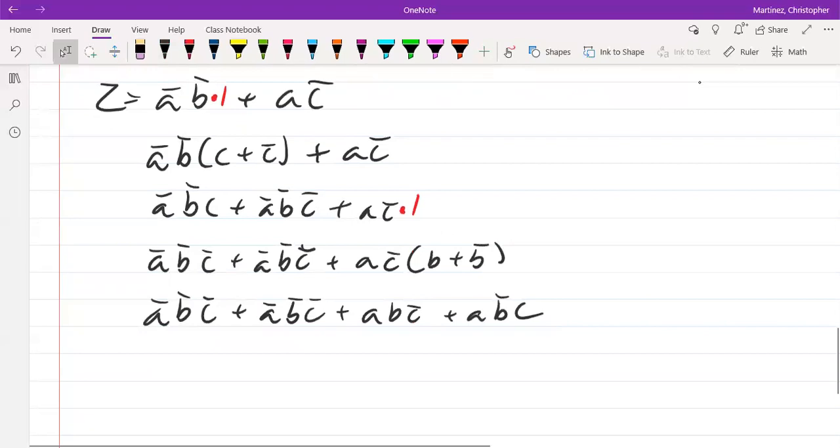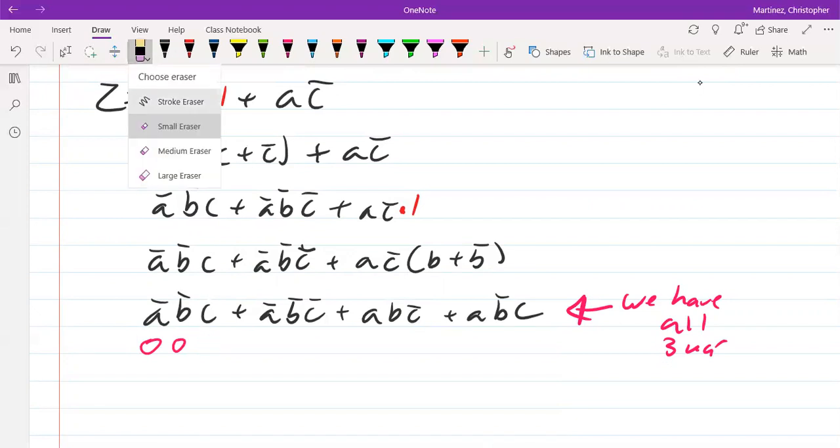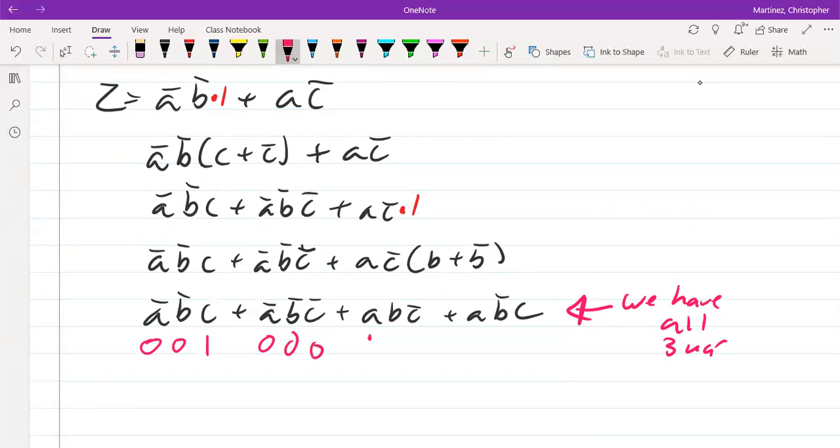All right, and now at this point, we have all three variables. Okay, so what I'm going to do is, if it has a bar, I know that term is 0. So A0, B0, C0. Oop, I made a mistake. So this should not have a bar over it. Okay, so A0, B0, a 1, a 0, 0, 0, a 1, and a 0, and then a 1, a 0, and a 1.